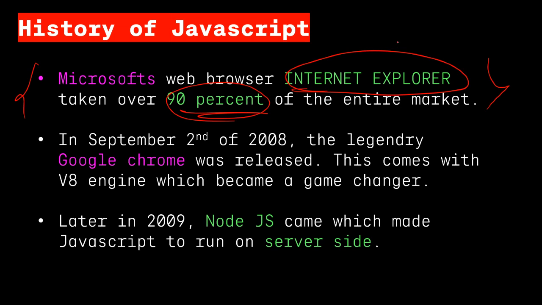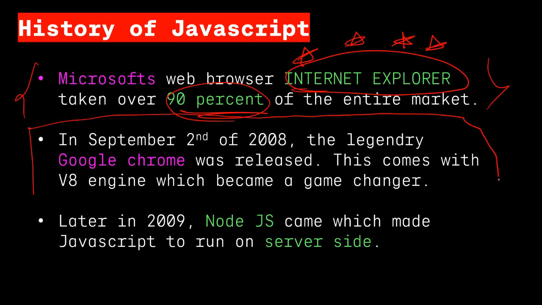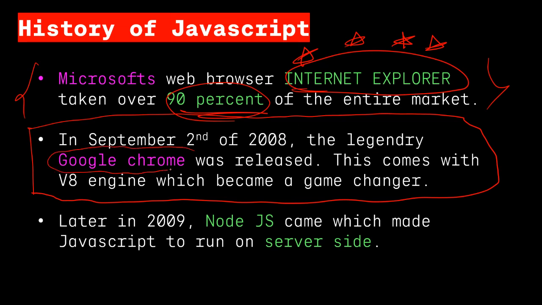So Internet Explorer is the most popular browser, and it surpassed the Netscape web browser. Okay, but then the real OG came. Everybody is a gangster until the real gangster comes in. On September 2nd of 2008, the legendary Google Chrome was released, and then nobody has ever looked back. Also, proudly, Google Chrome was developed by one of our Indians, Sundar Pichai, at Google offices. So it was one of his ideas back then. And it literally took over the entire web browser market.